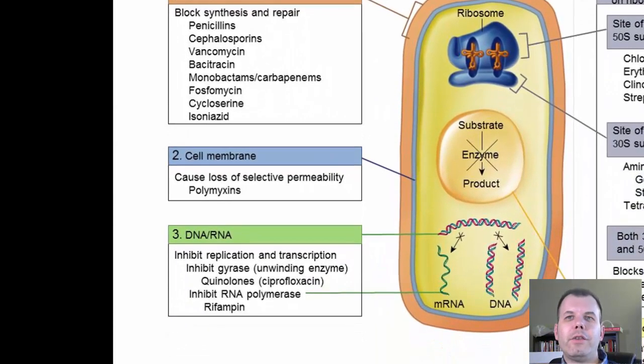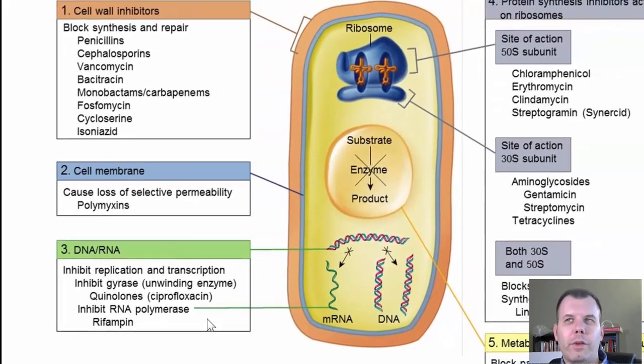DNA and RNA, these are tough too because again, we both have DNA and RNA. And so some of the things you can go after are certain enzymes that they have. So the gyrases, the quinolones, which is ciprofloxacin, and then RNA polymerase, which is rifampin. So these are all targets to go after, again, either bacteria or viruses. And so we'll see some of that as well.